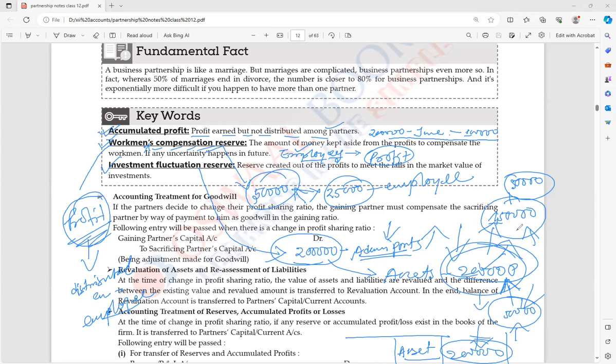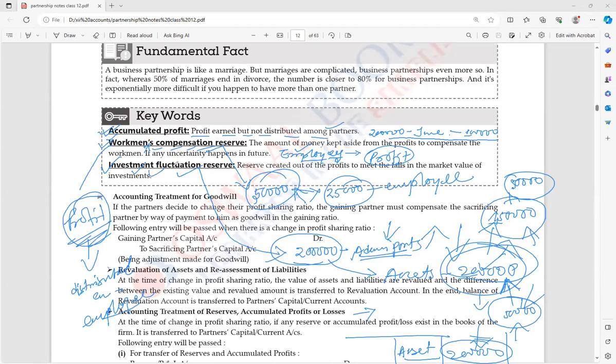But for this fluctuation, I am reserving one amount. I am reserving from the profit part one amount, that is known as the investment fluctuation reserve. The investment fluctuation reserve is that reserve where, at the time the market goes down, I have kept aside some part of the profit for facing those losses. That is known as the investment fluctuation reserve. I hope that's clear. Yes, sir.